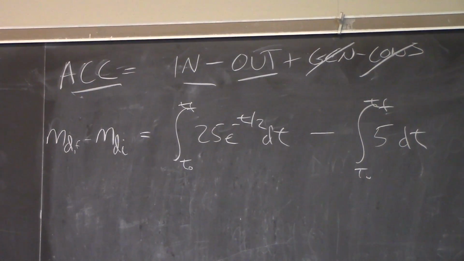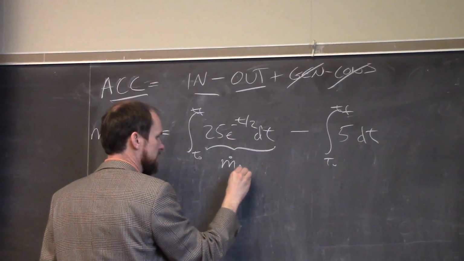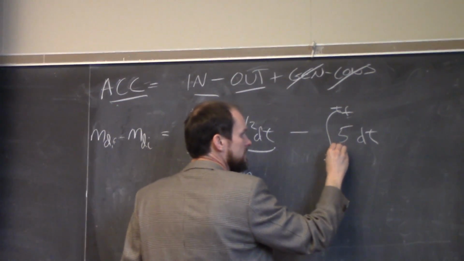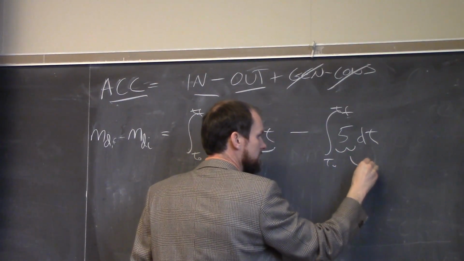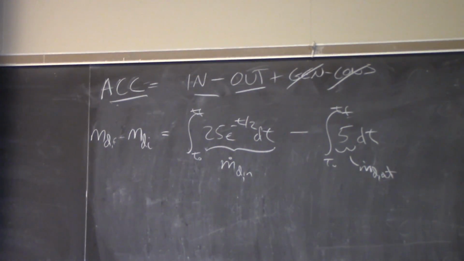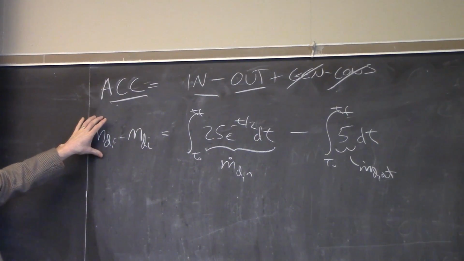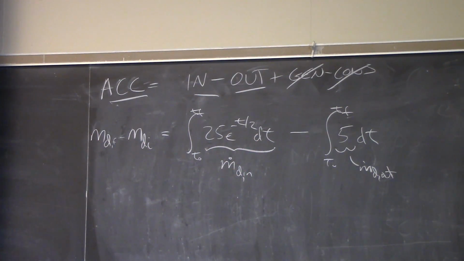Yeah, looks good. This being m dot d in, this being m dot d out, and we're assuming we've done Murphy's step 4, where we convert all the units. So these have all got to be milligrams per day, and this has got to be milligrams, and t's got to be in days. So the units have all got to match. Cool. Any questions about material balance?